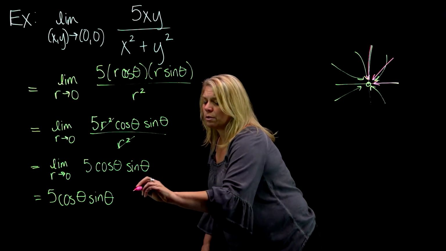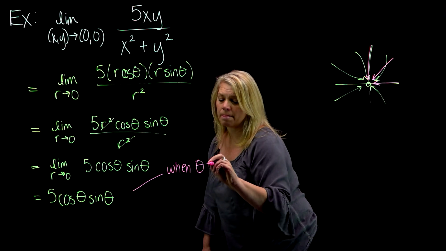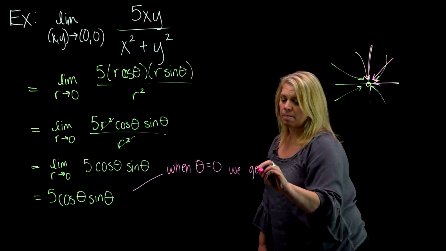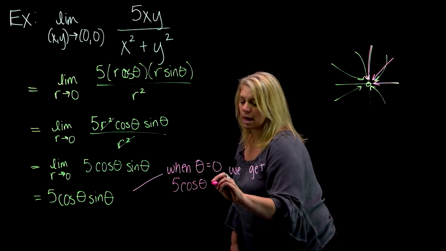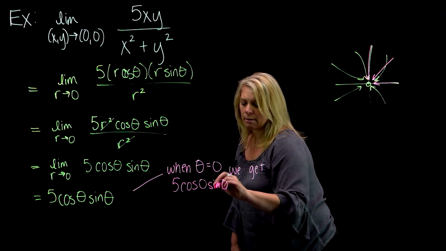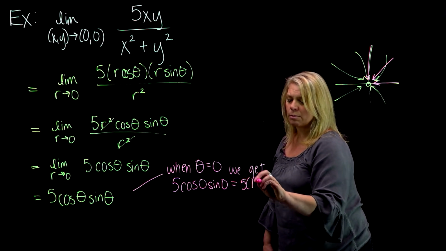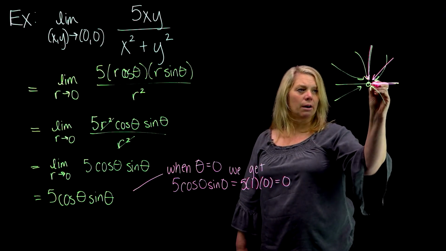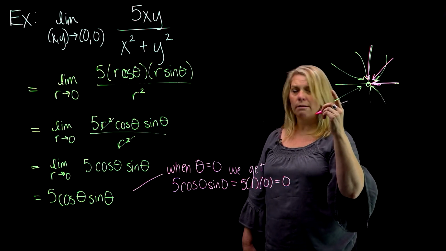So for example, when theta is, say, 0, we're going to get 5 times cosine 0 times 0, not theta, times sine 0. Cosine 0 is 1, sine 0 is 0, so we get 5 times 1 times 0, and we get 0. So as we come in here along this path, if we look at that 3D graph, we should see z values that are getting close to 0.